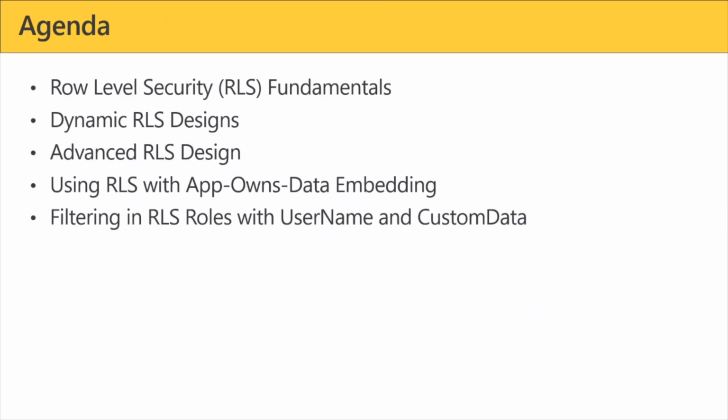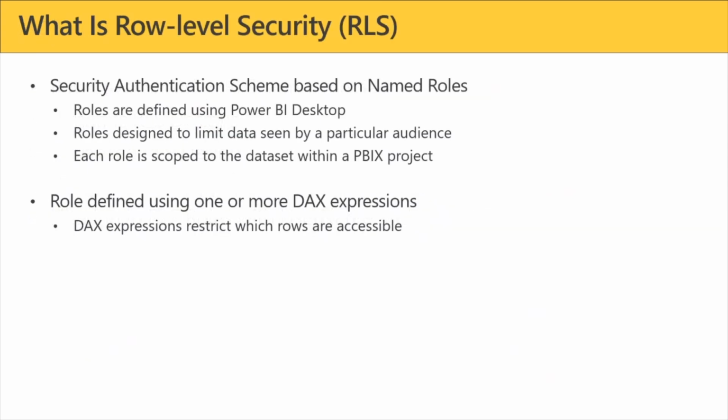And then at the end, for developers using App-Owns data embedding, we're going to look at a couple cases. One is with App-Owns data embedding, where you're going to embed the roles into an embed token. And then also at the very end, Power BI just got a new feature in December, and that is in an embed token, when you're using App-Owns data embedding, we now have a custom data field that we can put whatever you like inside there, and that can be used in your RLS rule filtering. Okay, so those are the topics that we're going to look at today.